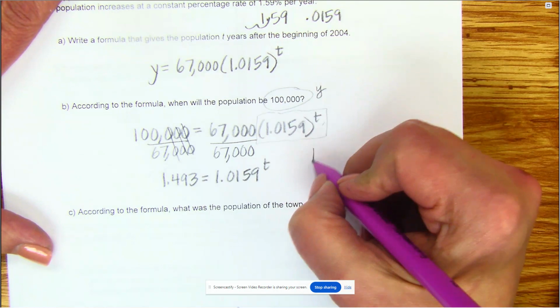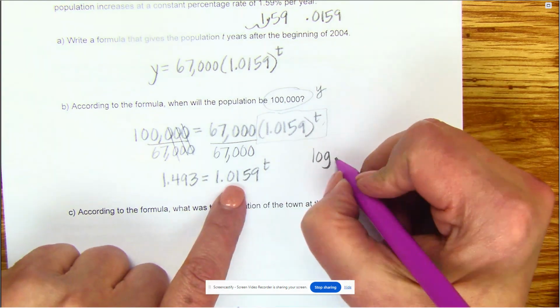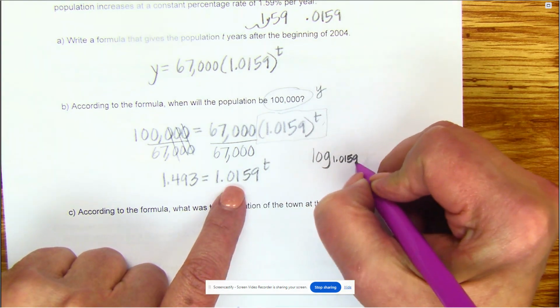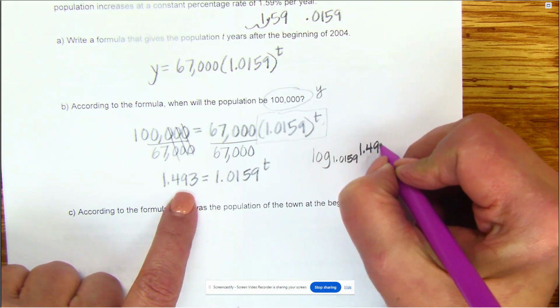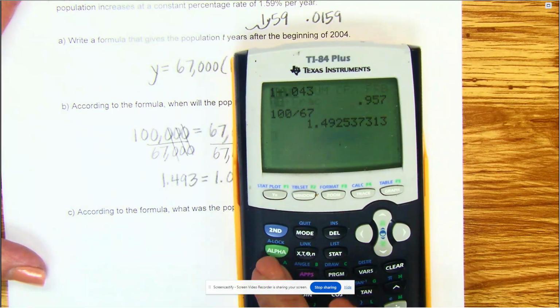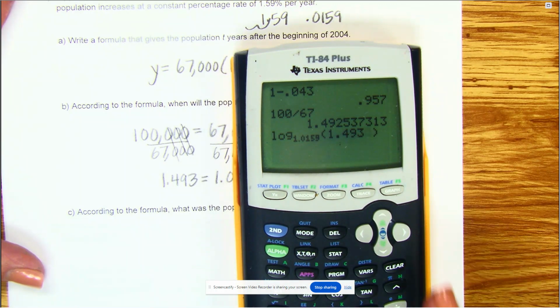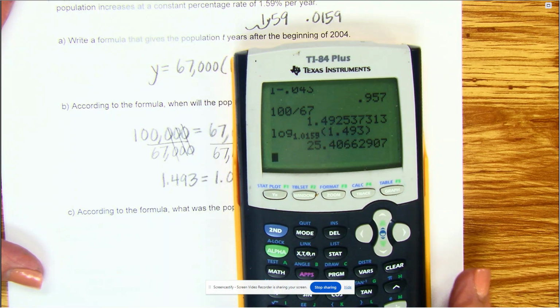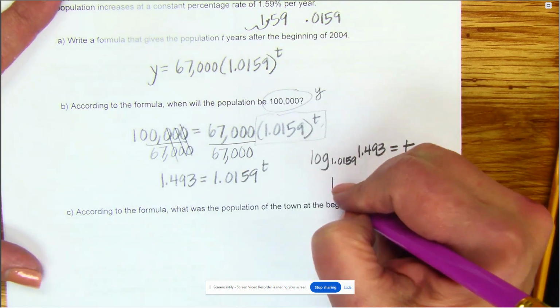Okay, now we're ready to change it to a log. The log, that's the base, 1.0159 of 1.493 is the answer. And I'm on the calculator, math alpha math, 1.0159, 1.493. Calculator's got this stored in there. About 25.4 years.